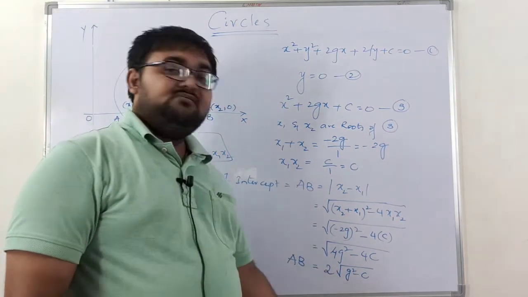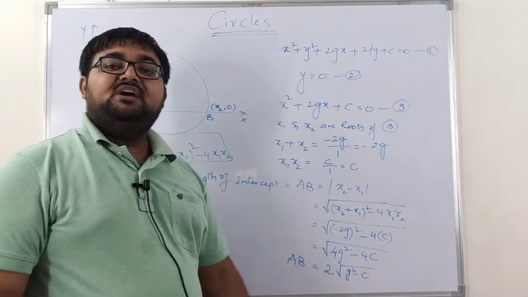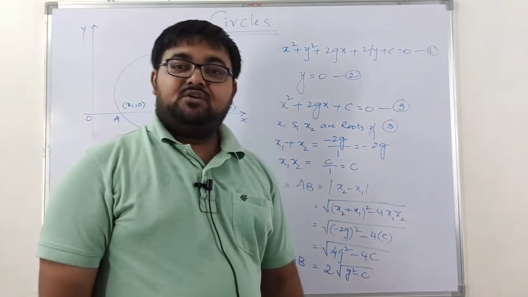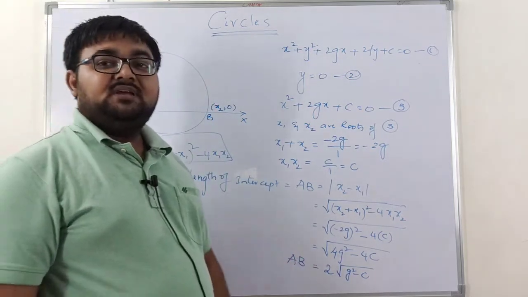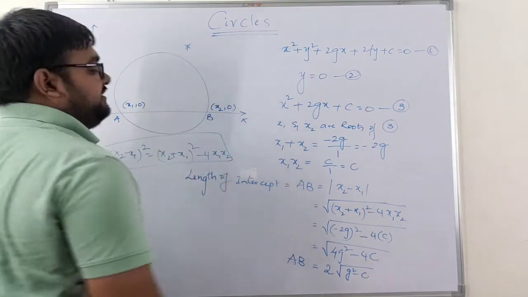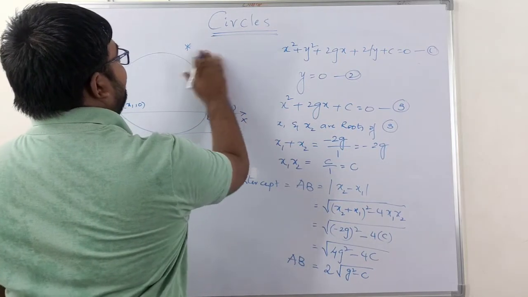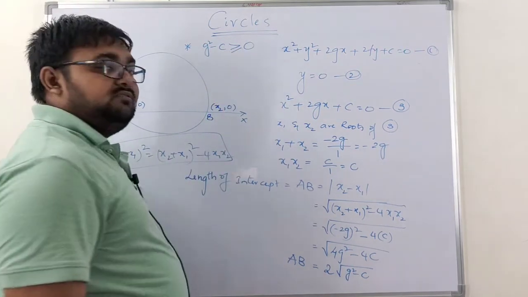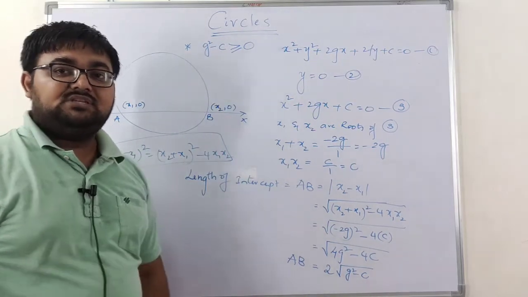So here we need to observe one thing. Since this is a square root, the value present inside the square root should be non-negative, which is nothing but positive or 0. So from this we need to keep in mind that we can always find the intercept when g square minus c is greater than or equal to 0.